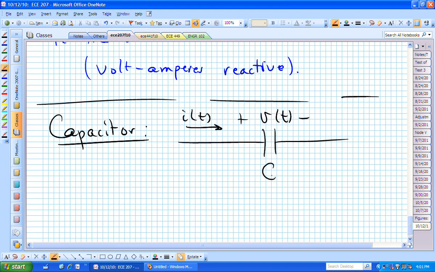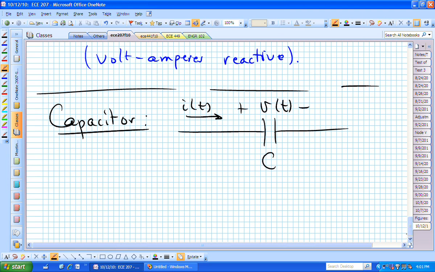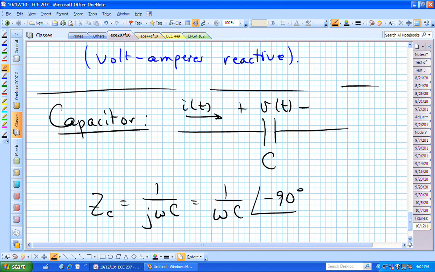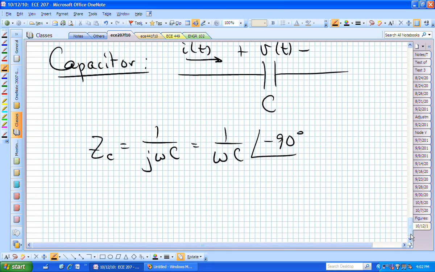Again labeled the same way, passive sign convention, the current is going into the positive terminal of your capacitor. The impedance is complex, that's this 1 over j omega c, or in phasor form, that's 1 over omega c, that's the magnitude for a given frequency. If you fix the frequency, that magnitude will be fixed. J, if we write that as an angle when it's downstairs, is then this minus 90 degrees. And that's our complex impedance for a capacitor.